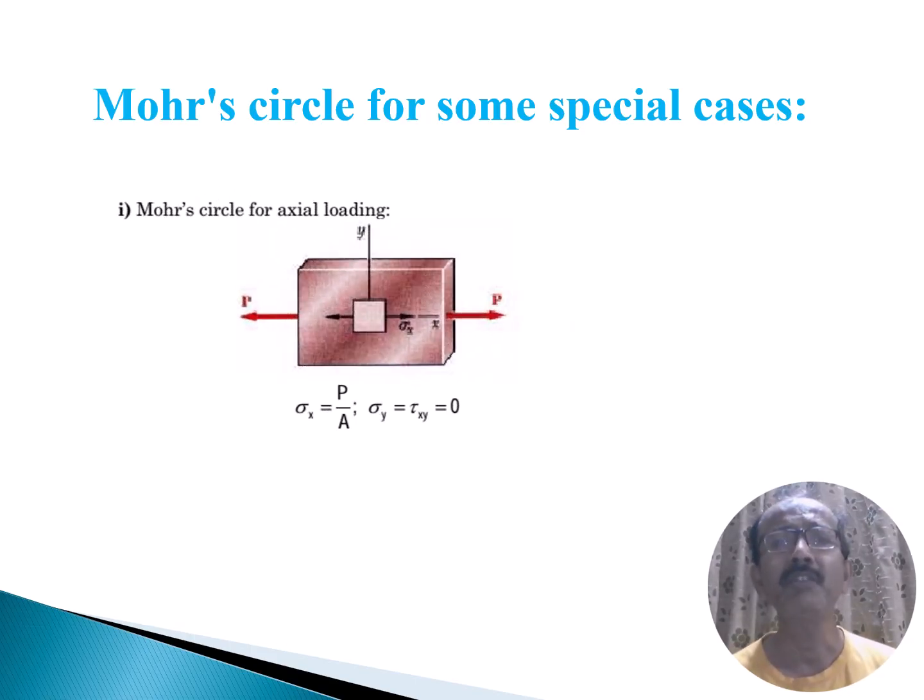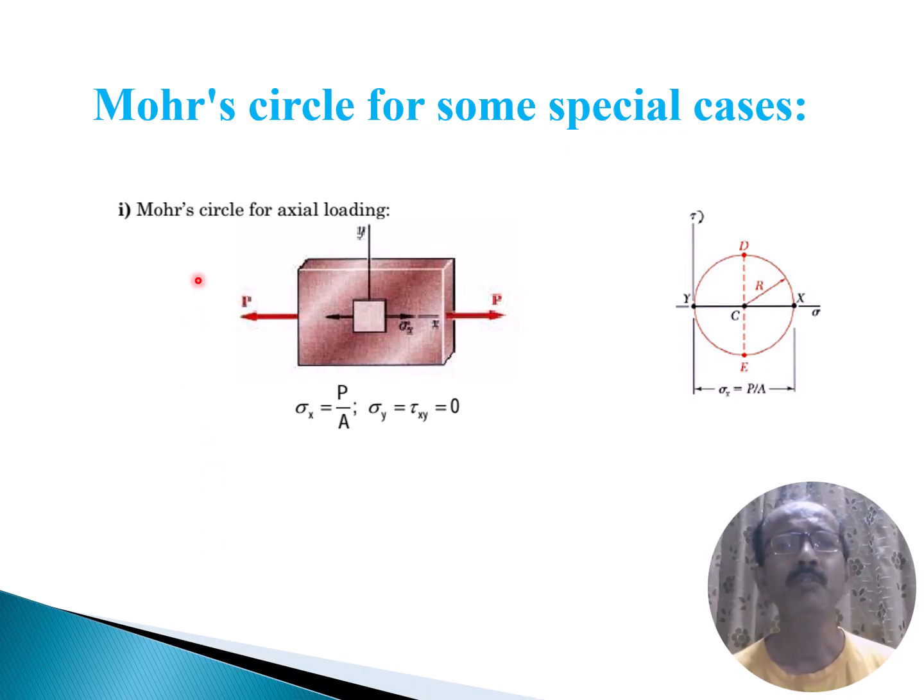So, Mohr's circle for some special cases. Number 1, Mohr's circle for axial loading. So this is the member, and this member is subjected to axial loading.